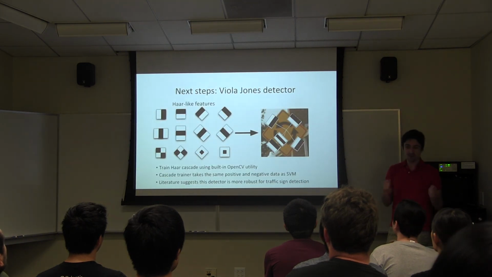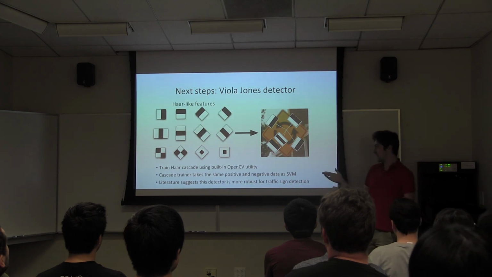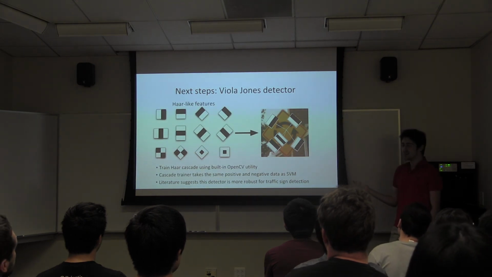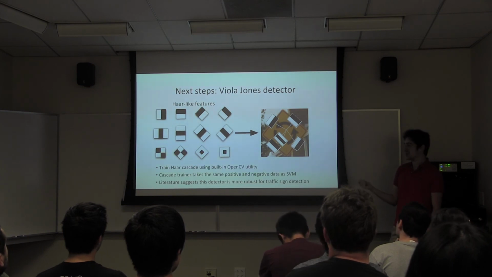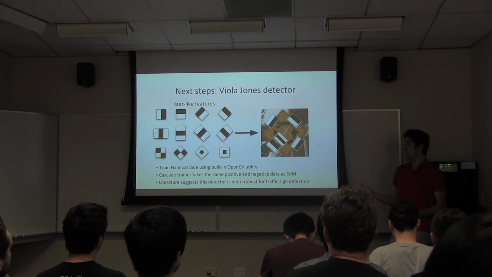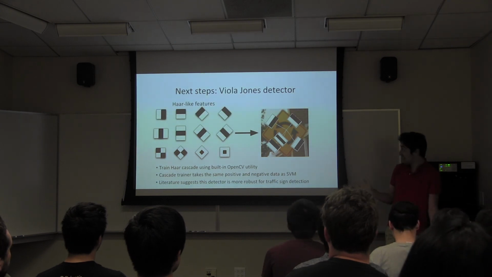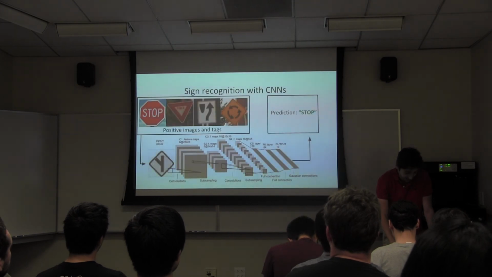It takes the same type of data as the SVM does, so it should be relatively easy to implement. OpenCV has a utility for generating samples and for training your cascade, so it seems pretty straightforward with the data that I already have. I also looked in the literature a little bit to see why the SVM detector fails, and there's a lot of reasons, actually. I'm not going to go into too many of them, but the Haar-like feature detector typically works a lot better for these types of signs.